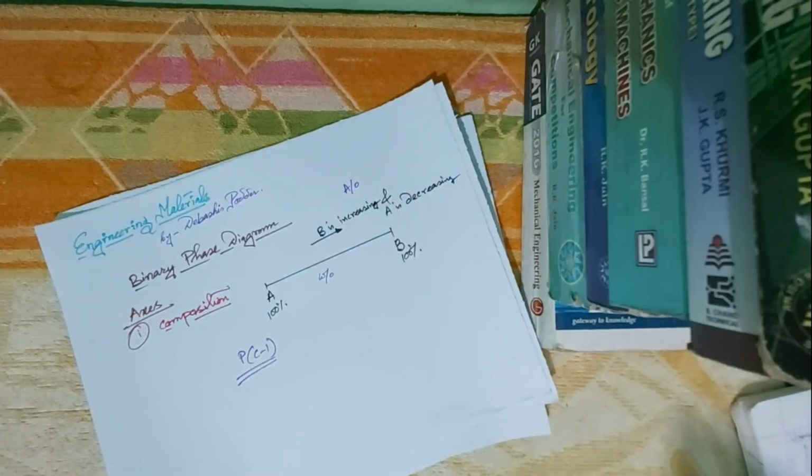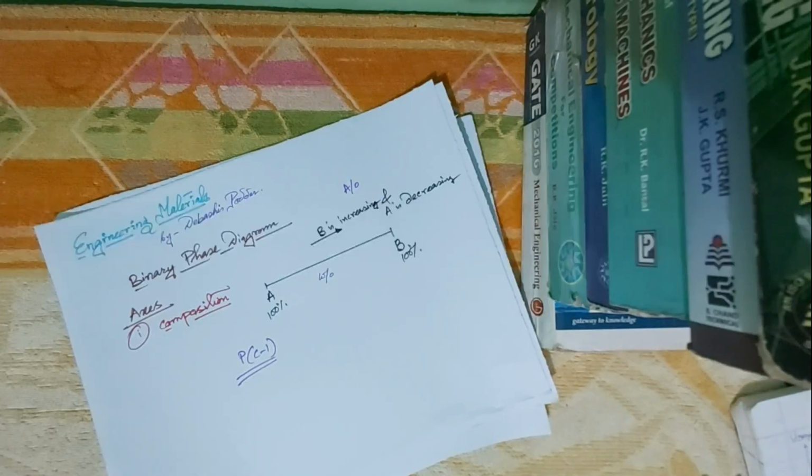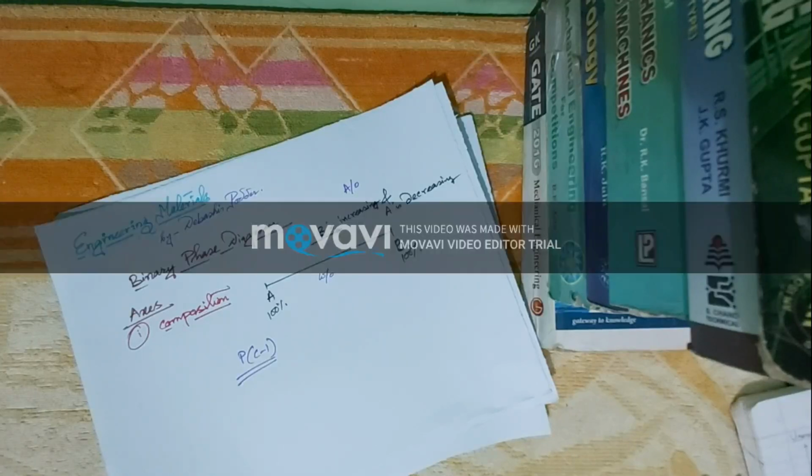In a unary diagram, the composition of all phases is the same as there is only one component. I have already discussed the unary diagram in the last class. In a unary diagram, the number of components is 1. So as there is only one component, we can also say the number of phases for that component will be 1.